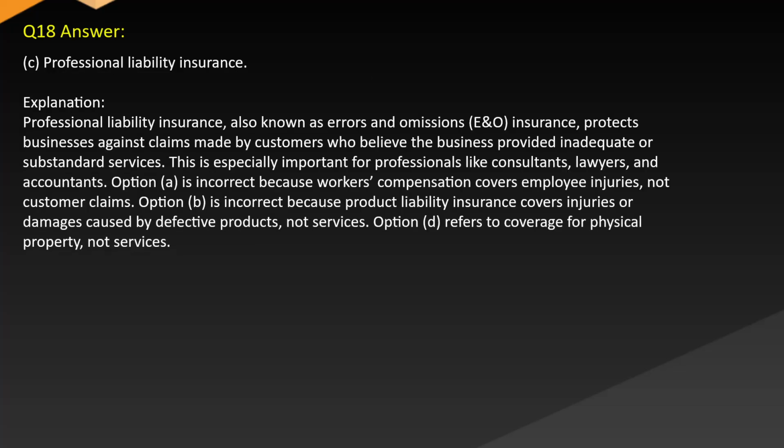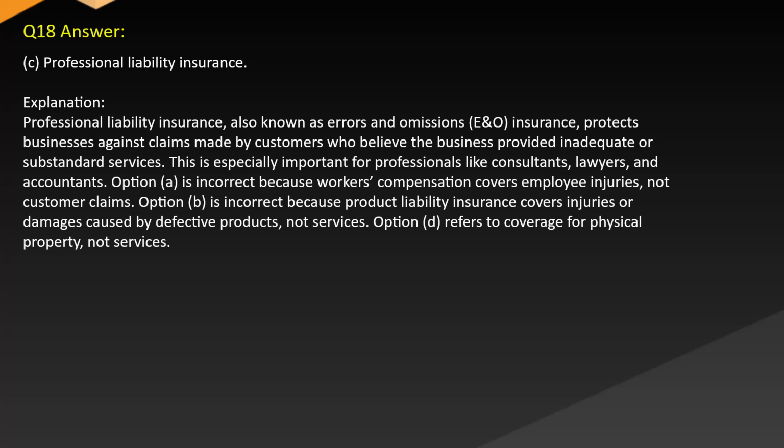Answer: C. Professional liability insurance. Explanation: Professional liability insurance, also known as errors and omissions (E&O) insurance, protects businesses against claims made by customers who believe the business provided inadequate or substandard services. This is especially important for professionals like consultants, lawyers, and accountants.